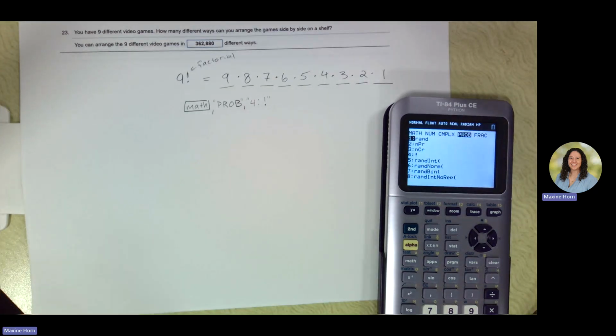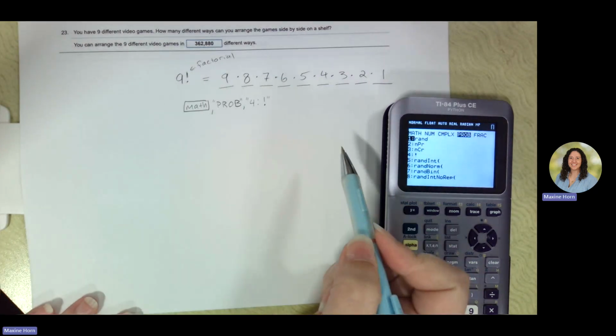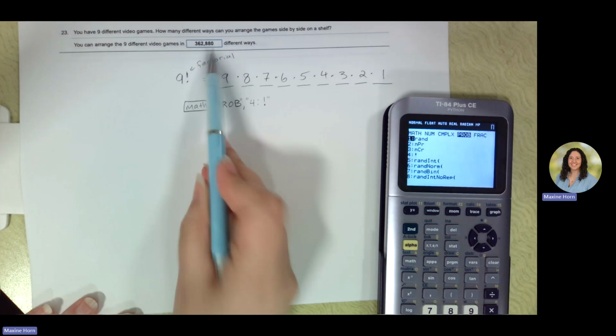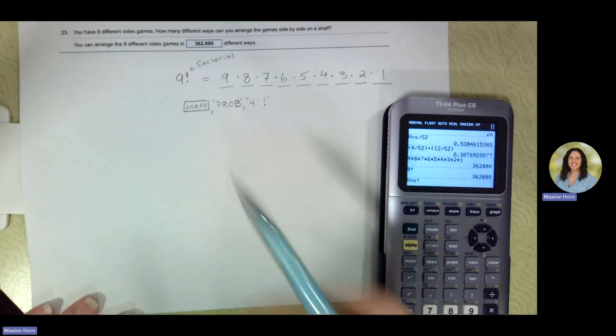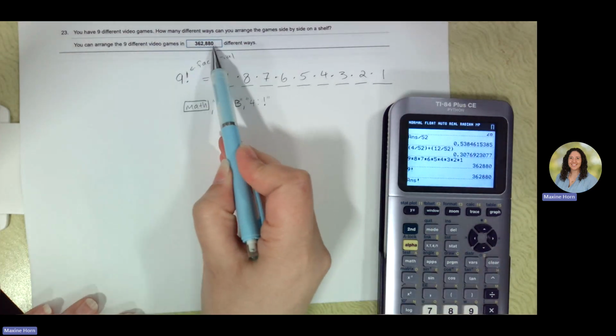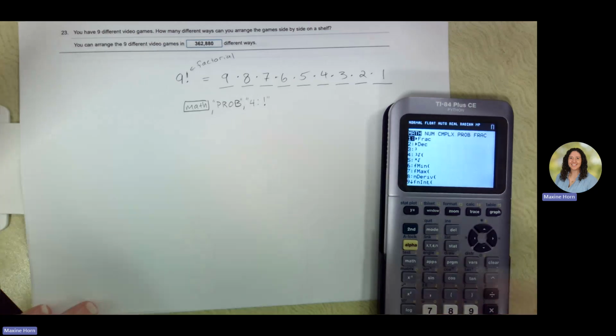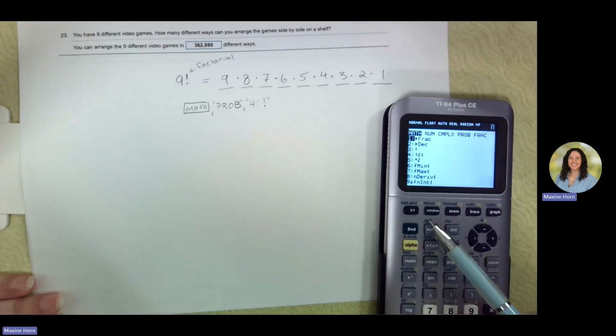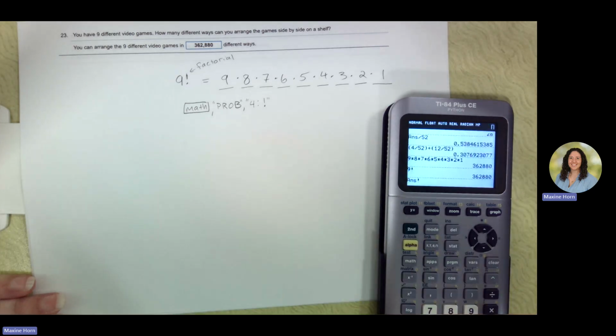Okay, so that's where the exclamation mark is, and either way, you're getting the same answer, which is 362,880. Also, if you're in a menu and you want to get out of it, you want to quit the menu. You can see that quit is above mode, so it's kind of like the shift button where you have to do second and then the quit button, and it quits.